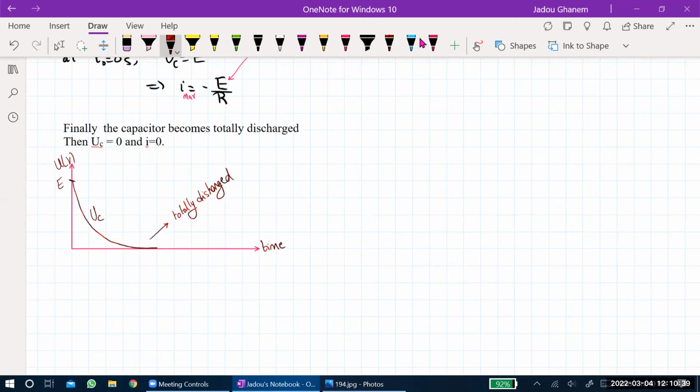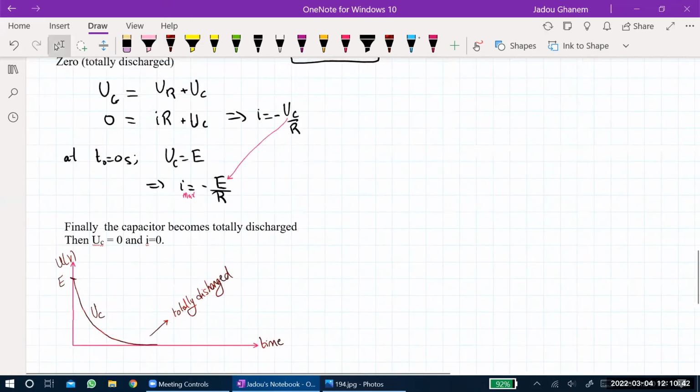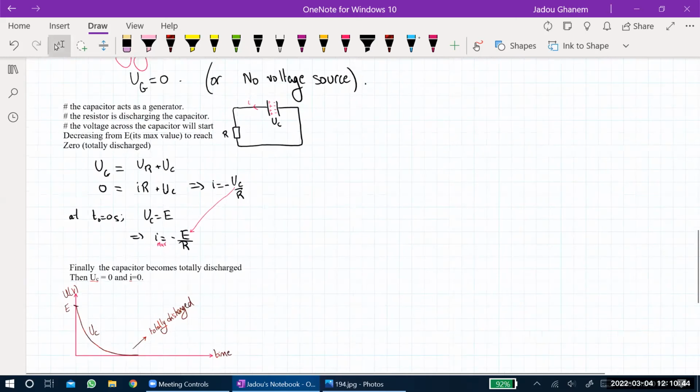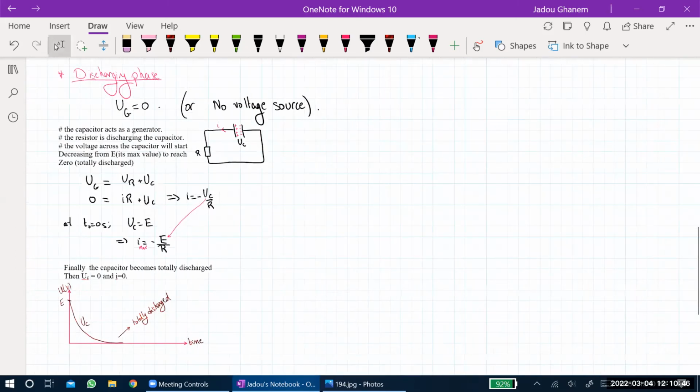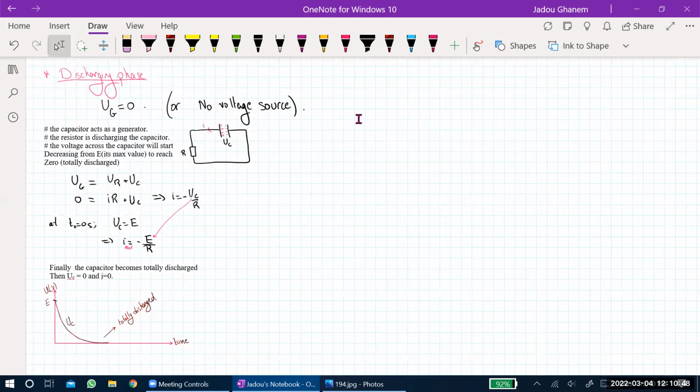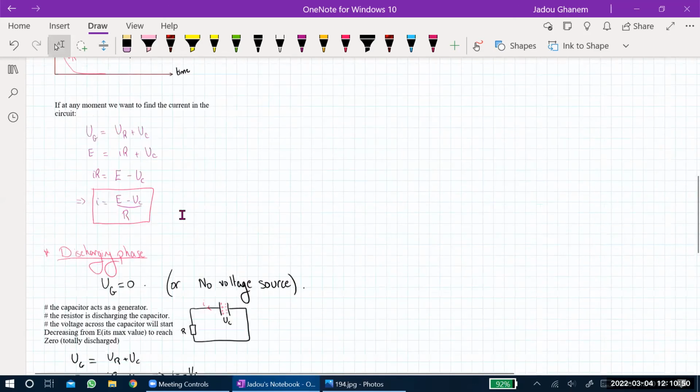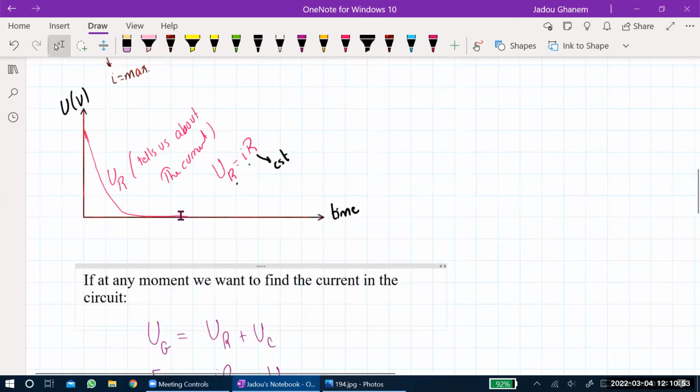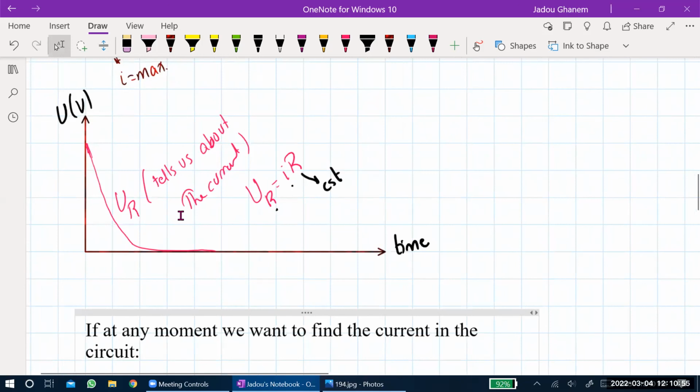Okay, I'll wait a little bit for you to check if you have any comment, any question before I continue. The current has the same graph. No, look here. If I want to show it here in similar graph, the current will take the same graph like this one. Okay, I'm going to end the meeting and start a new one.